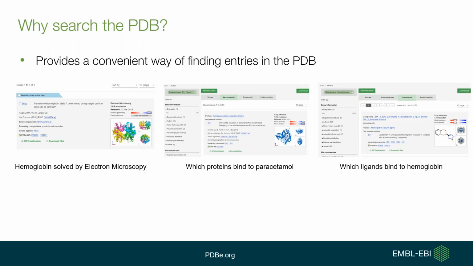So then we prepare all this data and allow you to search through it. So why search the PDBe? What would you be looking for? It provides a nice convenient way of finding individual entries in the PDBe. For example, you might want to find all of the hemoglobins solved by electron microscopy, which you can do directly in our search. Which proteins bind to paracetamol, again available directly through the search, and which ligands bind to hemoglobin apart from just heme. So how would you go about doing all of these things?